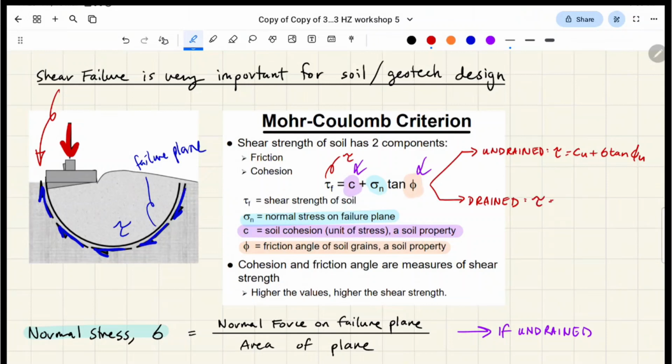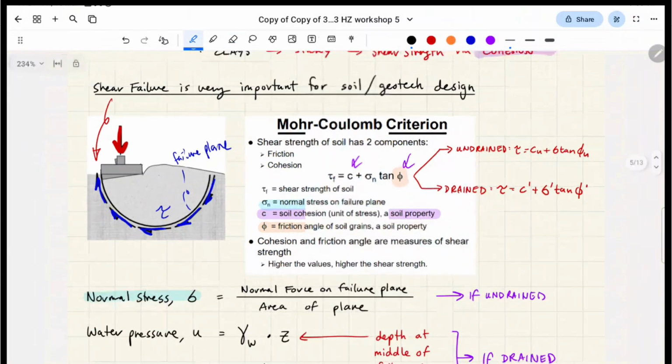Whereas for the drained one, you're going to have C dash. The dash denotes our drained case. Also, our stress, instead of the total stress, which is just sigma or sigma n or sigma t, we're going to have sigma dash, which is our effective stress, if you remember from soil mechanics. And we're also going to have a dash on the phi. So everything has dashes for the drained case, and everything has a subscript U for the undrained case, except this one.